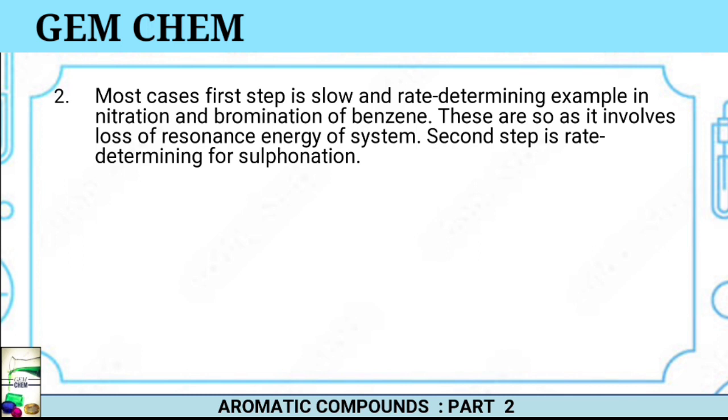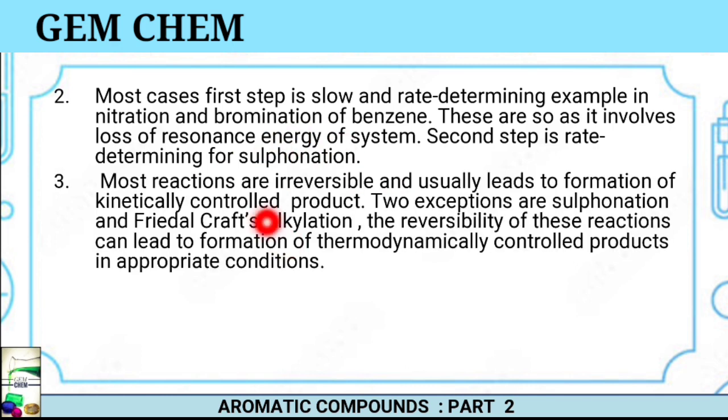In most cases, we can see the first step is actually slow and rate determining. For example, in nitration and bromination of benzene, we can consider the first step as slow and rate determining. There is loss of resonance energy, and in the second step it is rate determining in the case of sulfonation. Third one is that most of the reactions are irreversible and usually lead to the formation of kinetically controlled product. Two exceptions, which are sulfonation and Friedel-Crafts alkylation, show reversibility of reaction and we can see formation of thermodynamically controlled product. Now what do we mean by kinetically and thermodynamically controlled product?